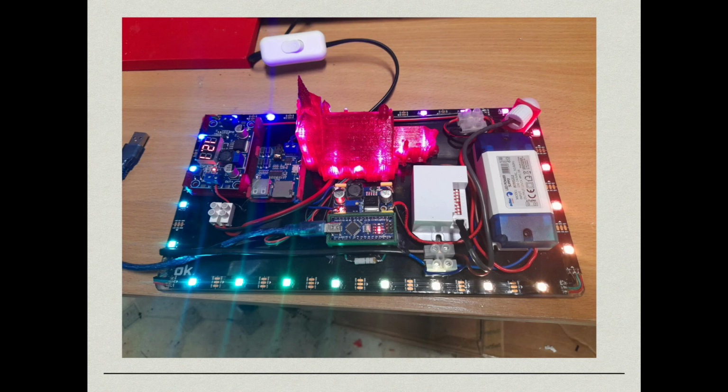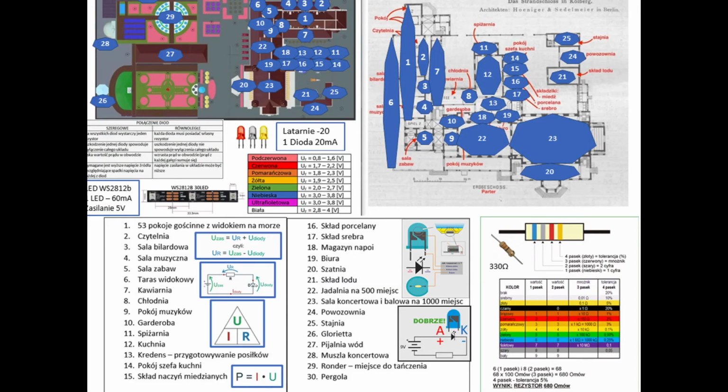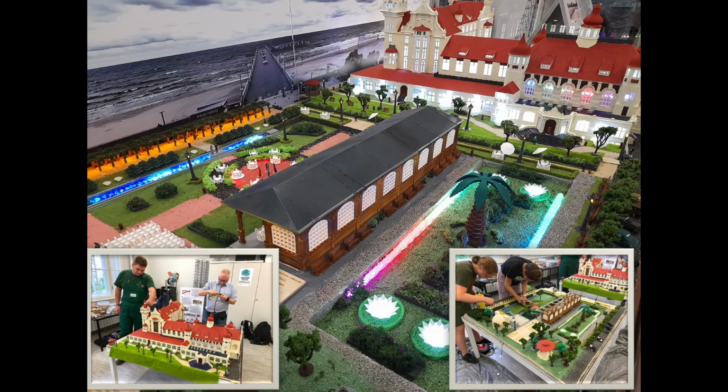To teach the basics of electronics, I have a special set that has, among other things, a motion sensor or audio module. Each project has its own board with all the necessary information. Electronics plays a very important role in this project.